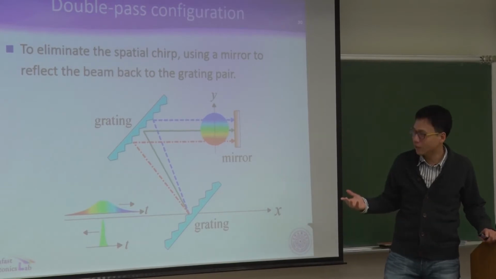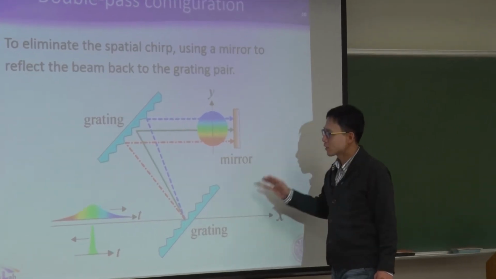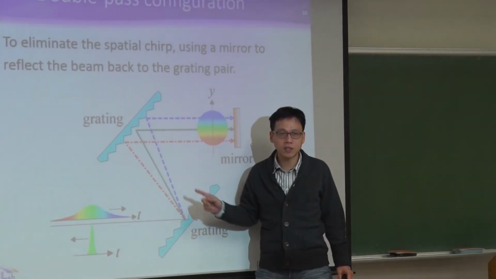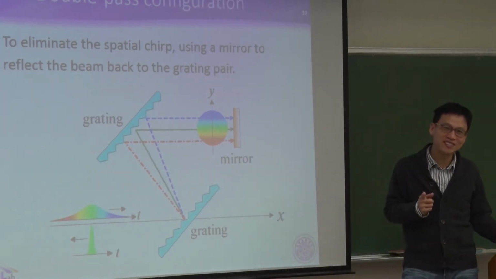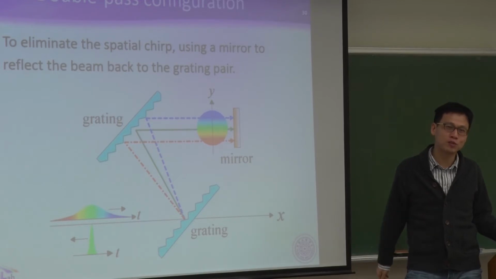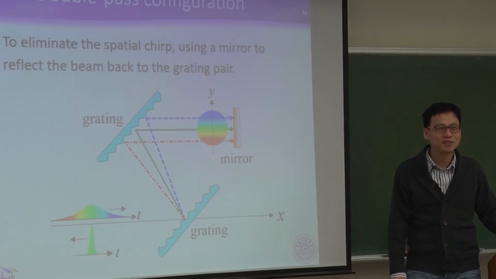And another advantage is, in this configuration, the two gratings are accessed twice, not just once. So you can double your stretching effect, okay? And without spatial chirp, right? It's too perfect, okay? But what is the price you have to pay if you use this configuration?